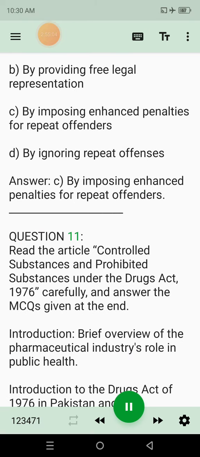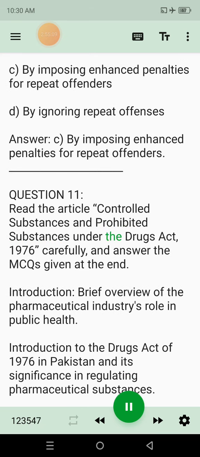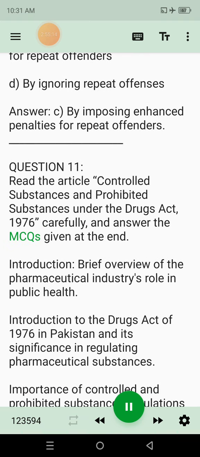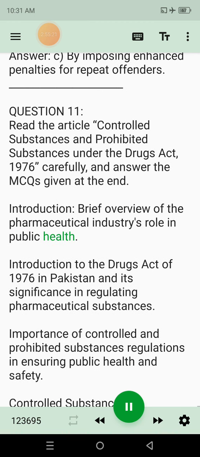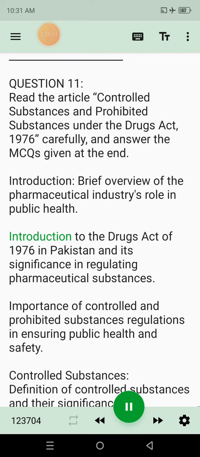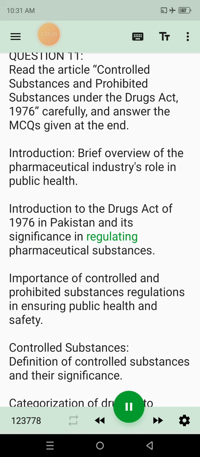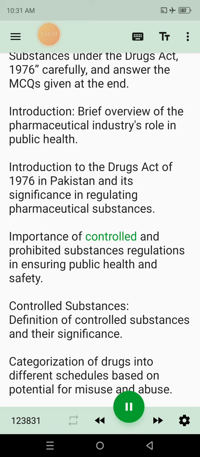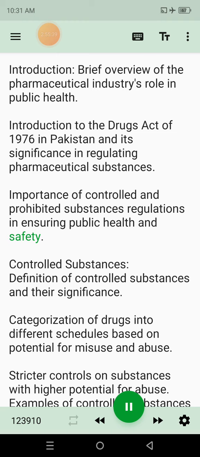Question 11. Read the article, Controlled Substances and Prohibited Substances under the Drugs Act, 1976, carefully, and answer the MCQs given at the end. Introduction. Brief overview of the pharmaceutical industry's role in public health. Introduction to the Drugs Act of 1976 in Pakistan and its significance in regulating pharmaceutical substances. Importance of controlled and prohibited substances regulations in ensuring public health and safety.